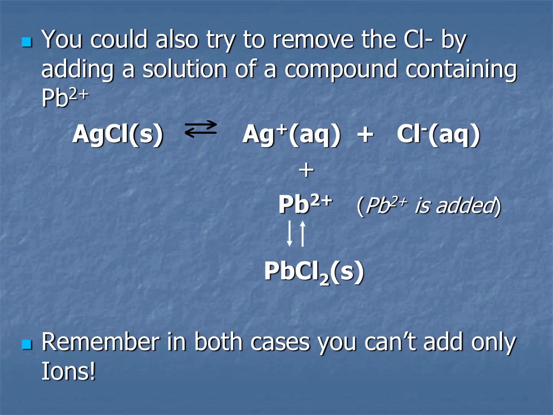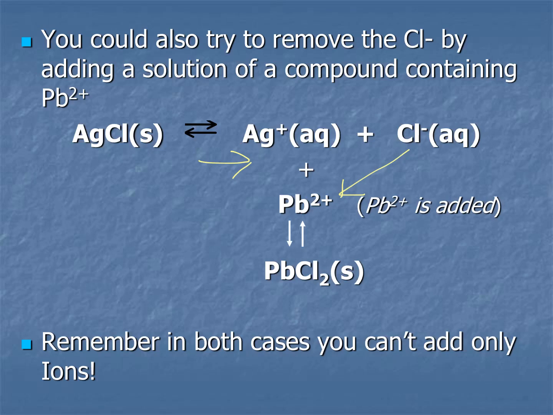Another option for this same reaction is you could try to use up the chlorine instead. So chlorine forms a precipitate with lead. So if I add some sort of solution that has lead ions in it, then the lead ions will take away some of this chlorine. So we have a take towards occurring again, which would once again use up some of this solid silver chloride.